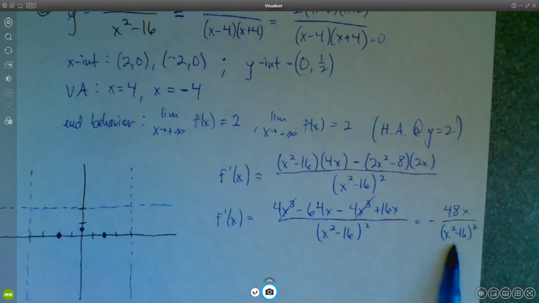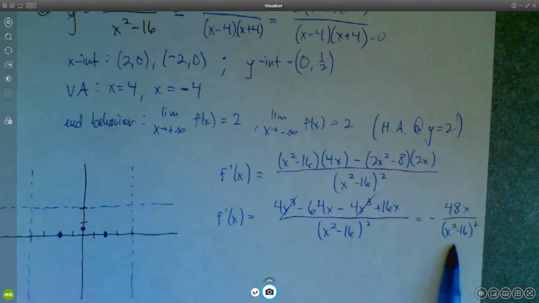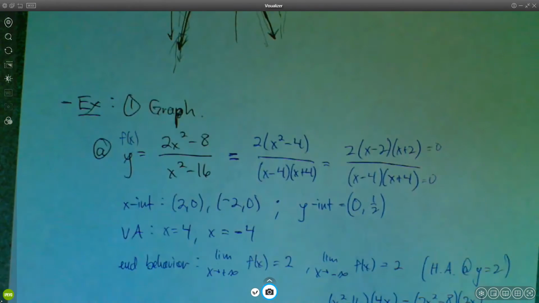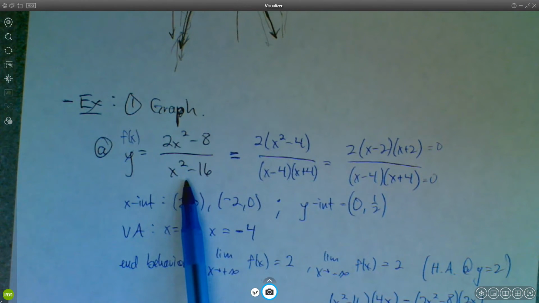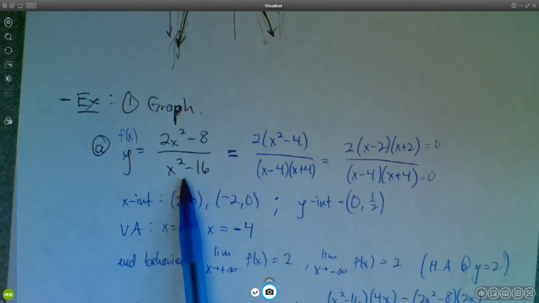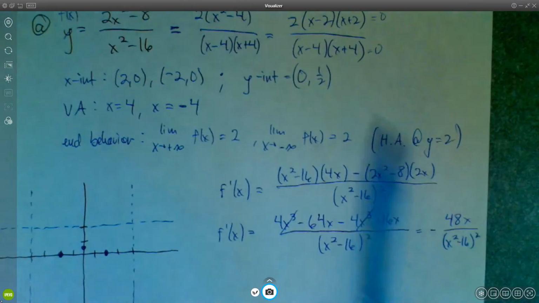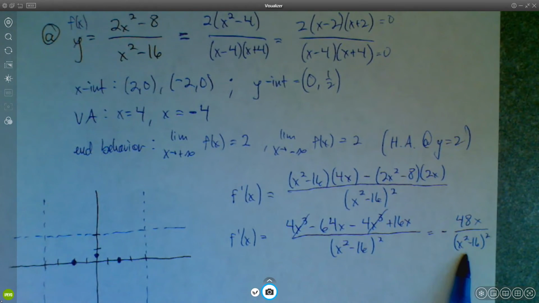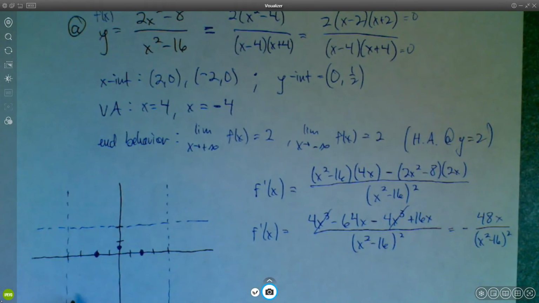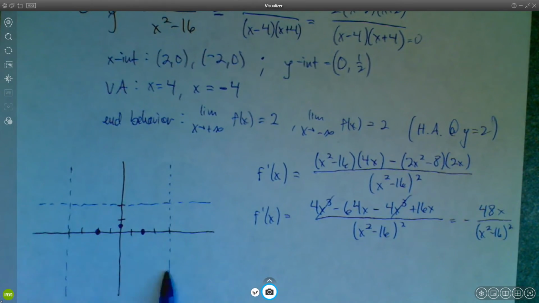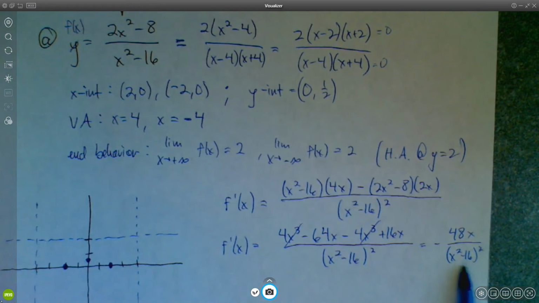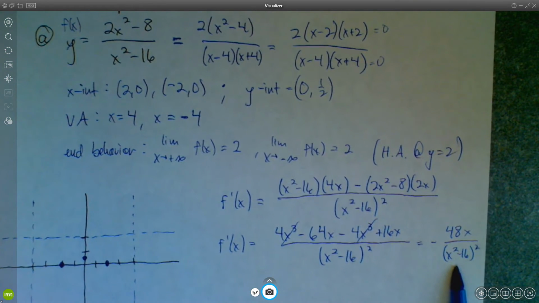So the function is not differentiable at 4 and at negative 4. But guess what? The function isn't even defined at 4 and negative 4. So 4 and negative 4 are not even in the domain of the function, so of course they're not going to be differentiable there. And that's not really any new information for us because we already know that we've got vertical asymptotes at 4 and negative 4.